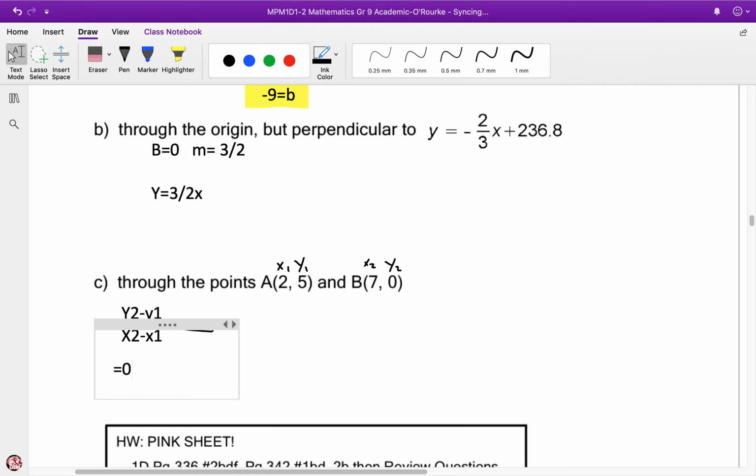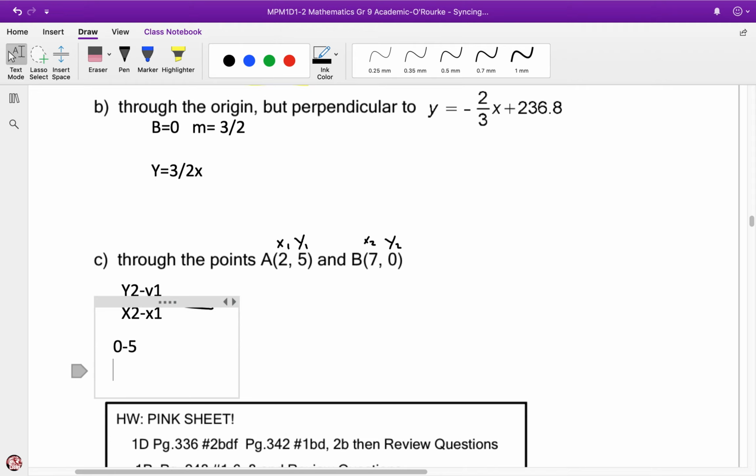Let's plug in my numbers now. So I have 0 minus 5 over 7 minus 2. So that's going to equal negative 5 over 5. And that's going to equal negative 1. So that's my m value. So from that point on, now we can go trying to find our other stuff.